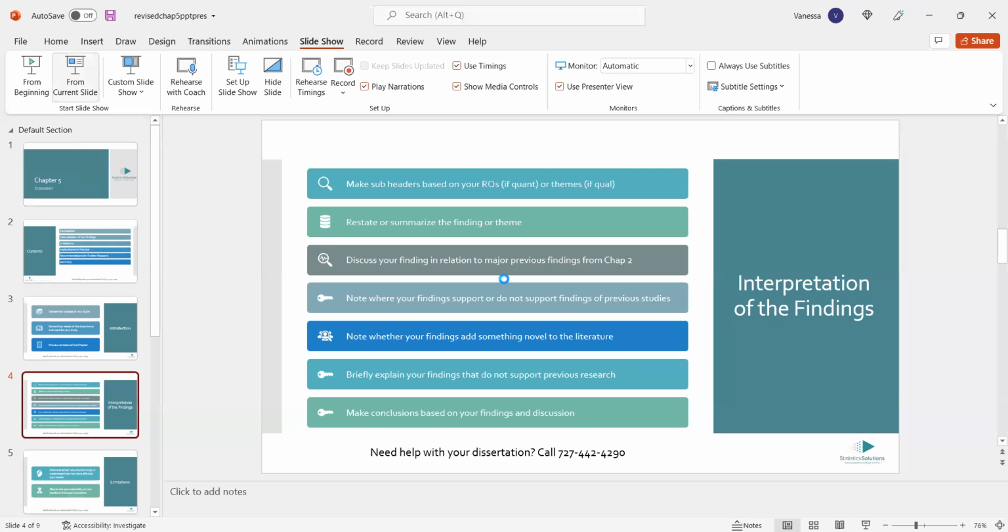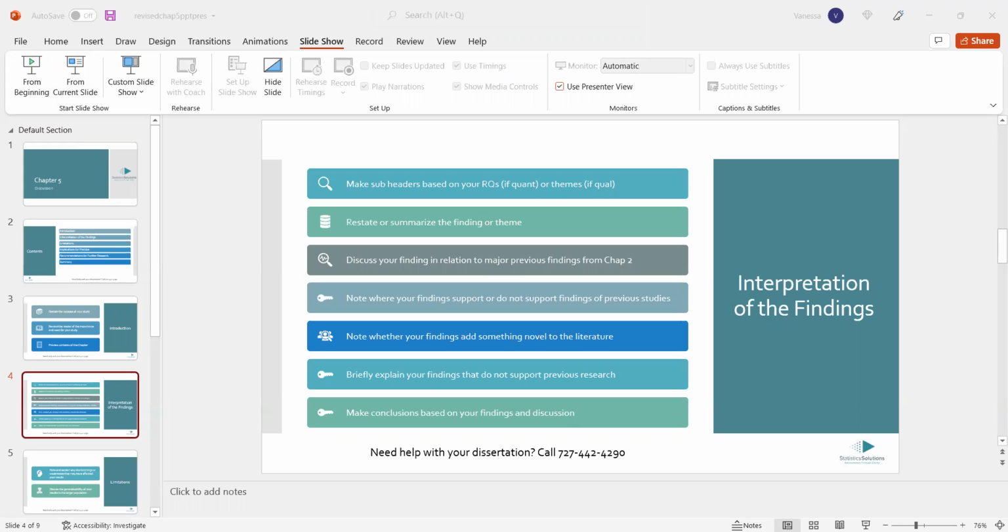Okay, the interpretations of the findings section, again, sometimes it's just called discussion, which is a little confusing because it's in the discussion chapter. But interpretation of the findings is pretty standard. What you're doing here is, people get confused sometimes and they don't know what to do. So they kind of copy and paste, or they go back to their results and restate those.